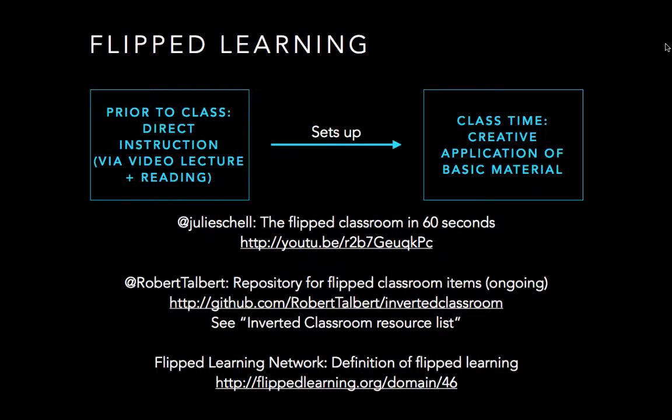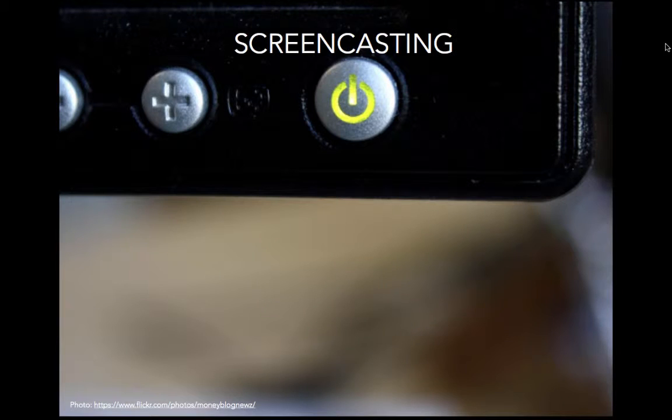Now, since my students are getting direct instruction before class, it means that any lecturing that I do needs to be recorded so they can actually get to it. Now, the way that I record lectures is by way of a process known as screencasting. A screencast is a recording that's made of an action taking place on a computer screen, usually with a voiceover to explain what's going on. And in fact, you are looking at a screencast right now.